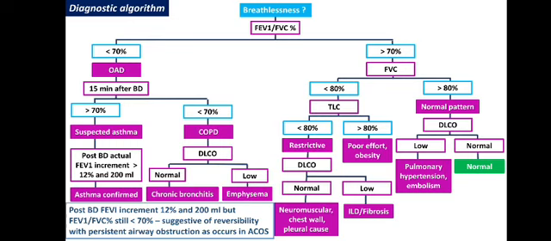Post-bronchodilator FEV1 more than 12% and 200 ml increment, but FEV1-FVC is still less than 70%, is suggestive of reversibility with persistent airway obstruction as occurs in asthma-COPD overlap syndrome. So, if FEV1-FVC is still less than 70% post bronchodilation, but there is an increment of the FEV1 of 12% and 200 ml, we can say both components are present. COPD component and asthma component both are present. It is asthma-COPD overlap syndrome.